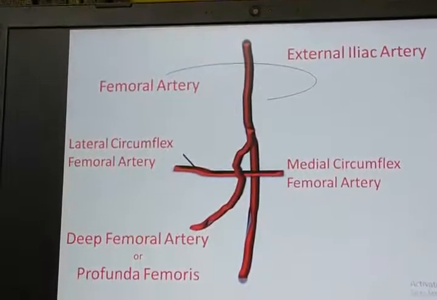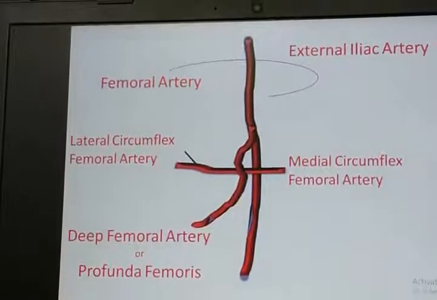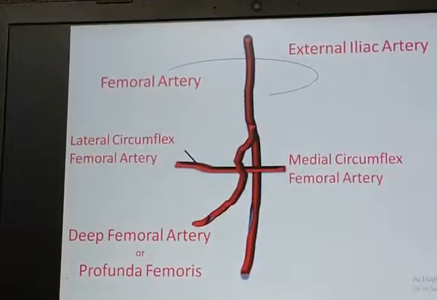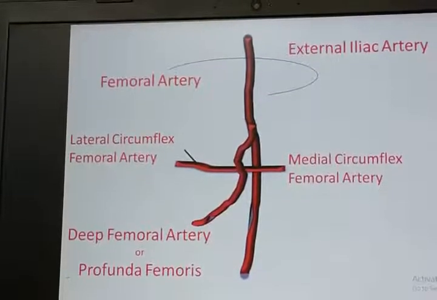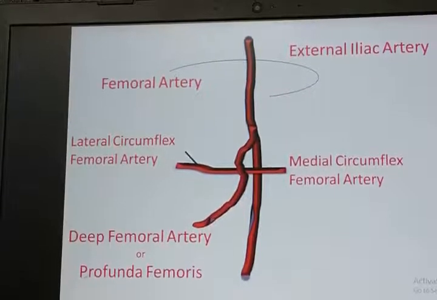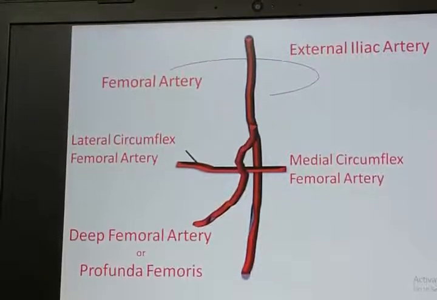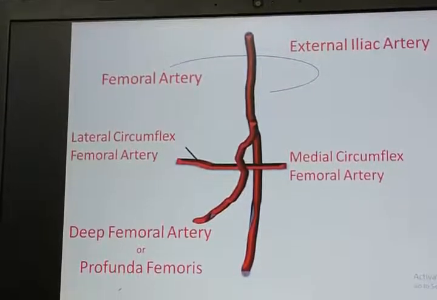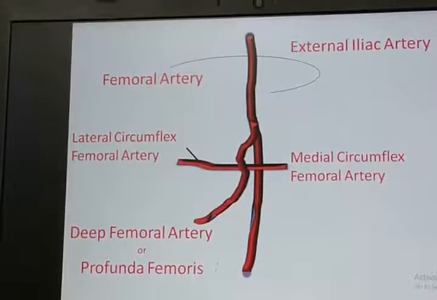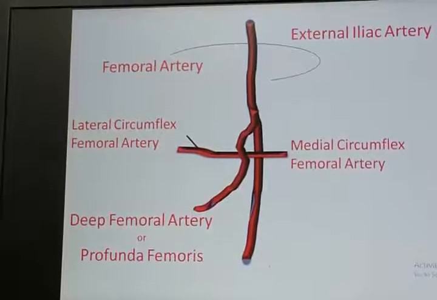The deep branch of this artery is called the deep femoral artery or the profunda femoris artery, and this particular artery has 2 branches, the lateral circumflex femoral artery and the medial circumflex femoral artery. This profunda femoris artery is the largest branch of the femoral artery, supplying the extensor, adductor and flexor muscles of the thigh. It arises from the lateral side of the femoral artery about 3.5 cm below the inguinal ligament and spirals medially behind the femoral vessels. So this is about the femoral artery.